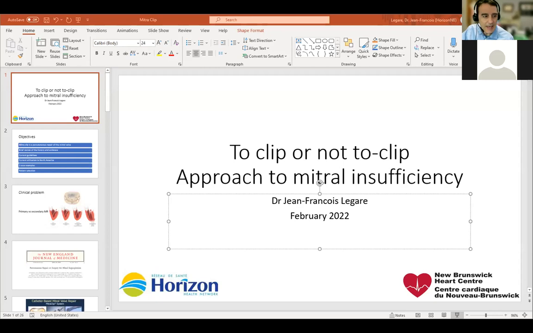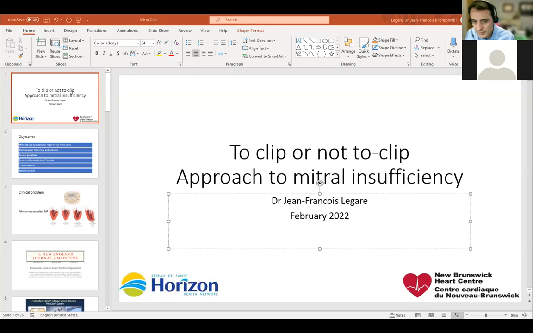I was going to talk today on the MitraClip, and hopefully I can bring you back to what I was trying to do here. Share my screen. I'm assuming you can see that. Can someone just let me know if you can actually see the screen? Yeah, we can see it.